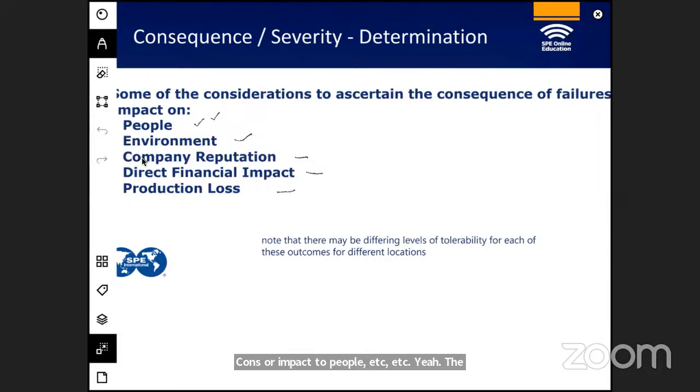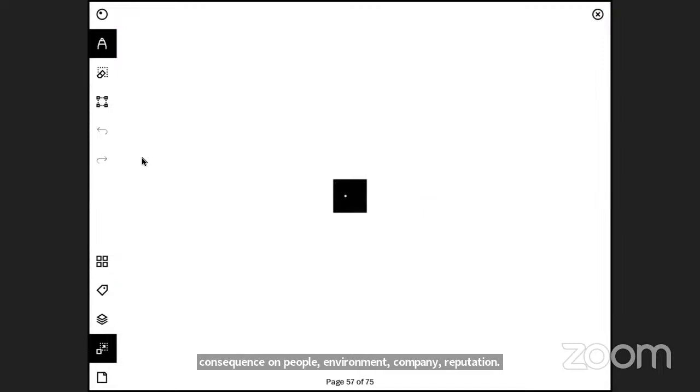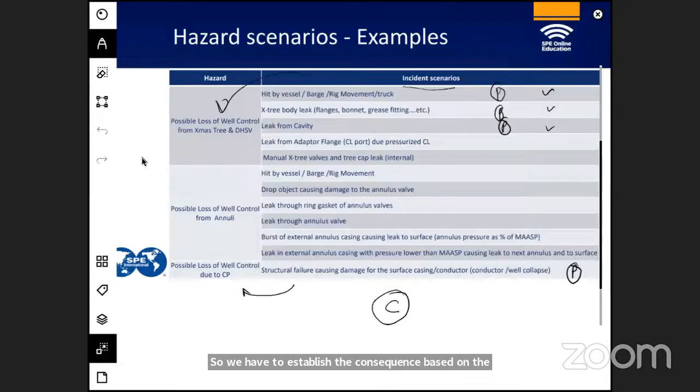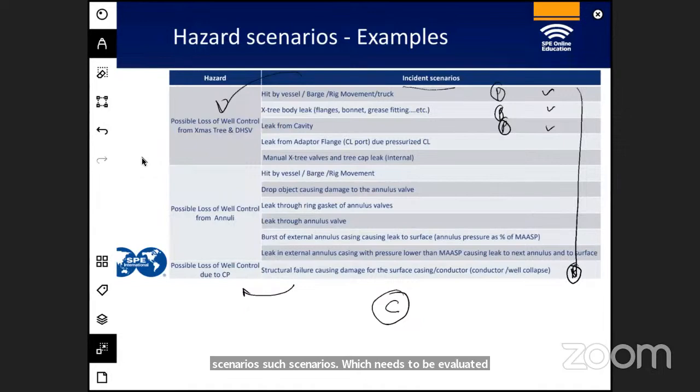So we have to establish the consequence based on that particular scenario. And there could be several such scenarios, which need to be evaluated for a particular well. So I have listed only a few of the scenarios, but there are several other scenarios which need to be considered. Whatever you can think of, based on your location of the well, the impact on the environment, whatever could be.